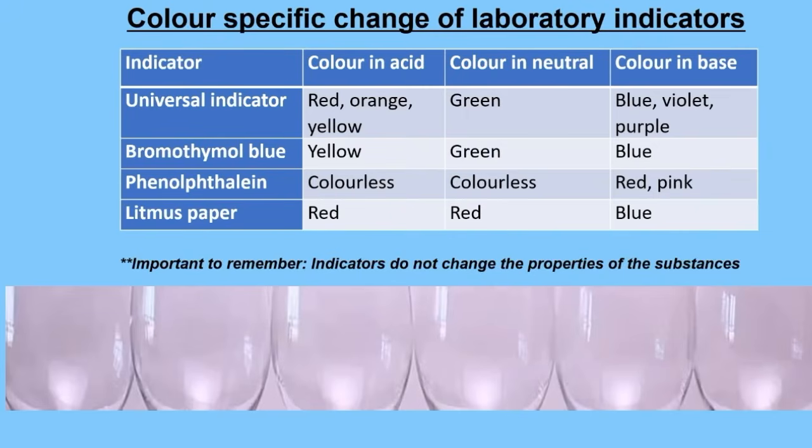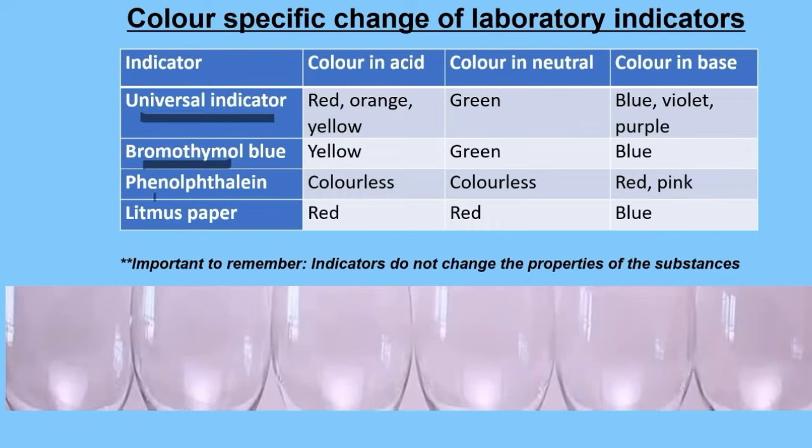When we speak about color-specific changes in lab acids, we use these indicators. Universal indicator, if it is placed in an acid, turns a red, orange, or yellow color depending on the strength of the acid. If it is placed in a neutral, it turns a green color. And if it's placed in a base, it turns a blue, violet, or purple color depending on the strength of the base. Bromothymol blue, if it is placed in an acid, turns a yellow color. If it's placed in a neutral, it turns a green color. And if it is placed in a base, it turns a blue color.